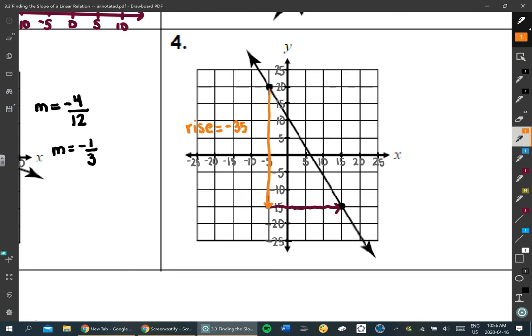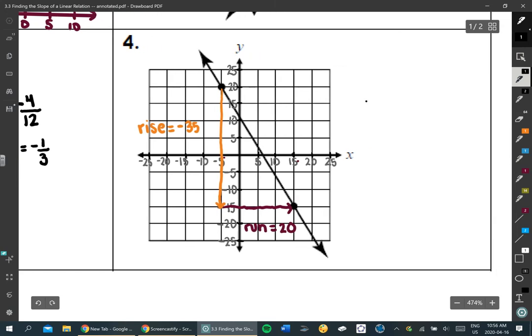35. We went down by 35. If you do 20 minus 35, you're going to get -15. Okay? And our run, well, look, we go from -5 to +15. So that's a run of 20. Okay? Very good. So let's write our ratio. So rise goes on top, and then run goes on the bottom.